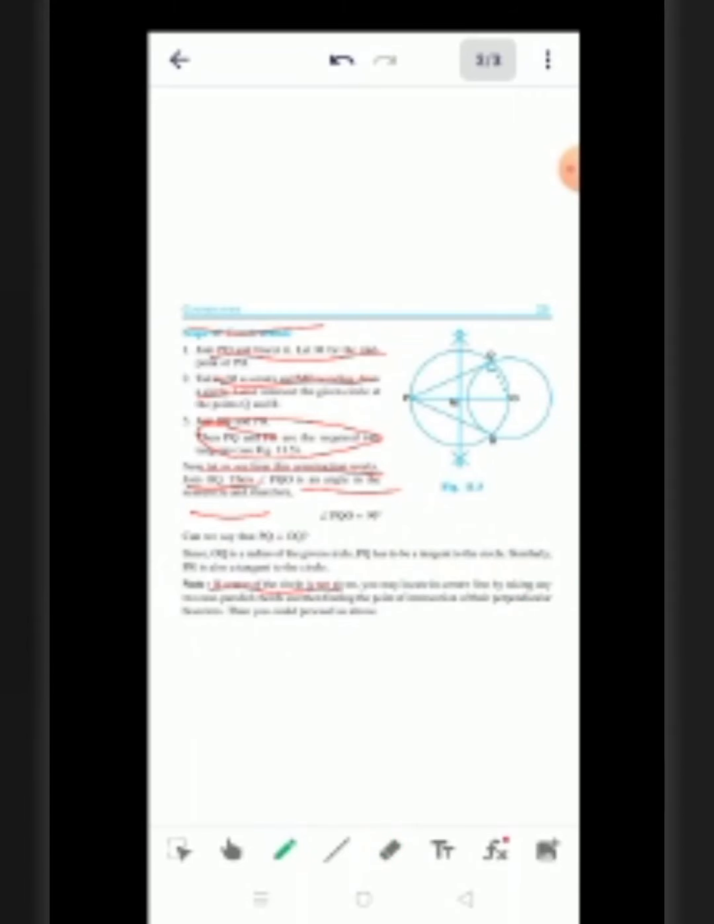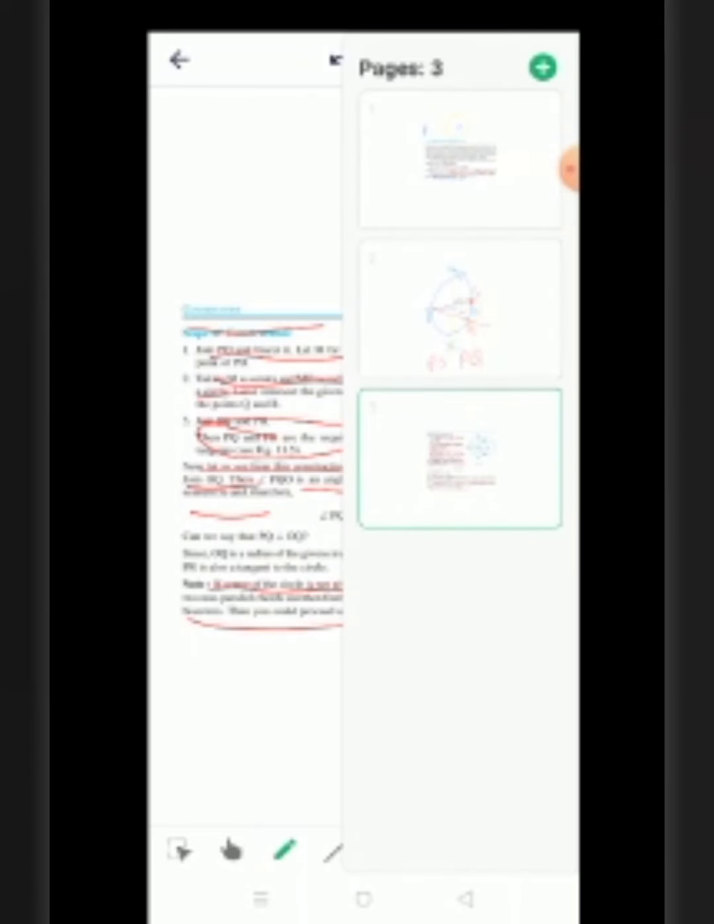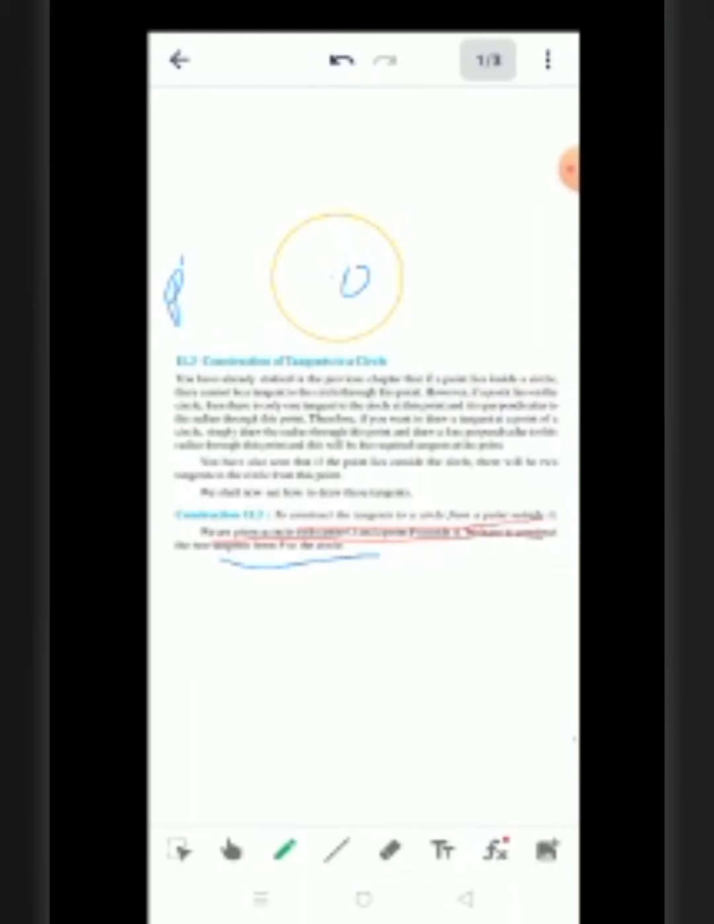If the center of the circle is not given, you may locate its center first by taking any two non-parallel chords and then finding the point of intersection of their perpendicular bisectors. The center of the circle does not matter, you can take it directly by your compass, right? You should construct with your instrument, so you'll get it from there. Now we have completed this one. If you have any doubt, you can ask me. Now we'll go on to exercise number 11.2.